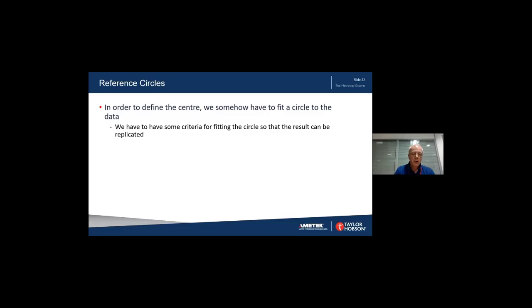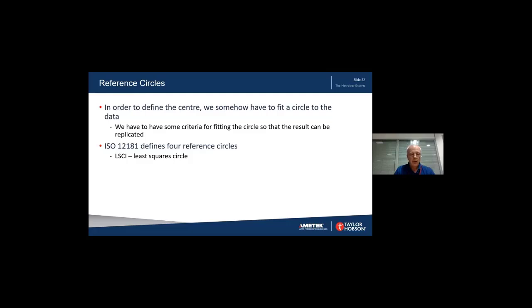For this purpose, the ISO standards define 4 reference circles that can be fitted to the data. Each of these fits will normally result in a different centre and a different RON-T value. It's important to note which fit is required on the drawing and to make sure the correct reference circle is used for the analysis.